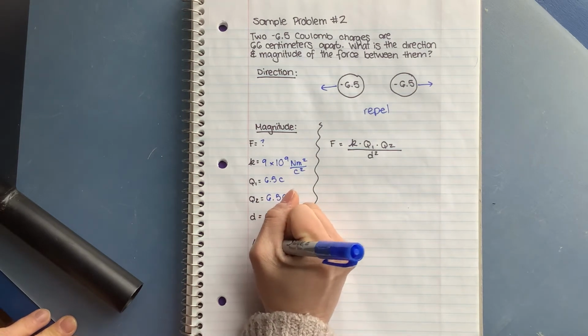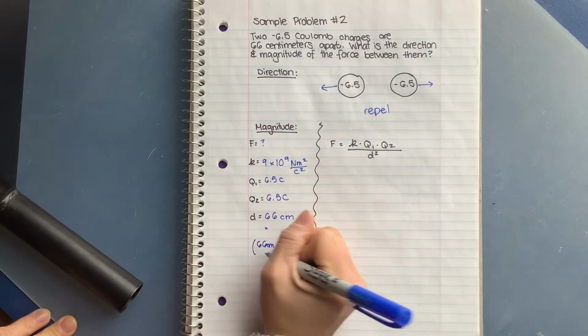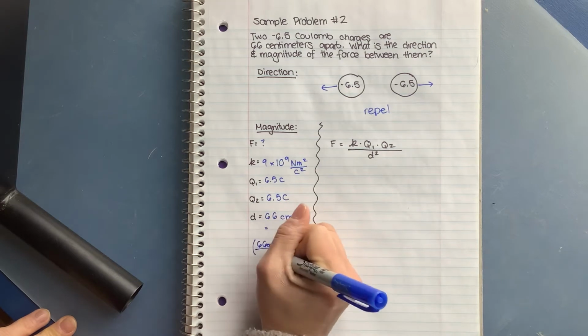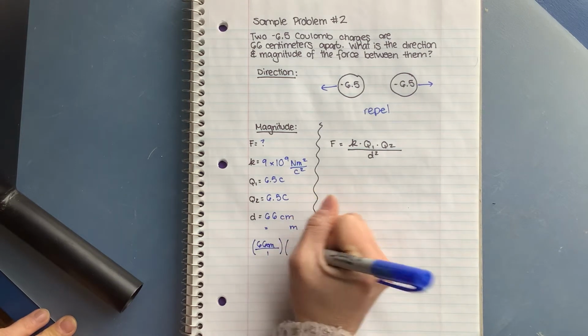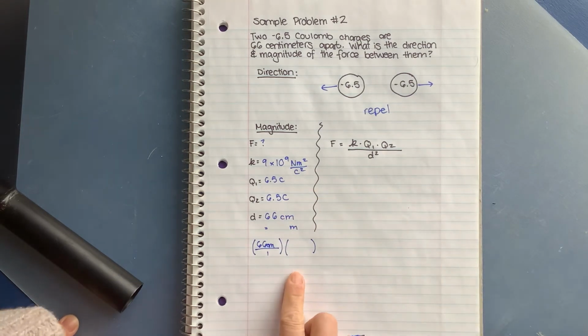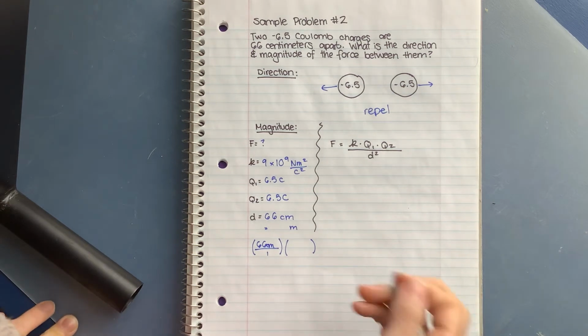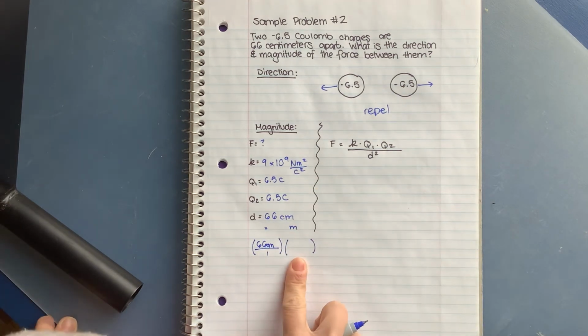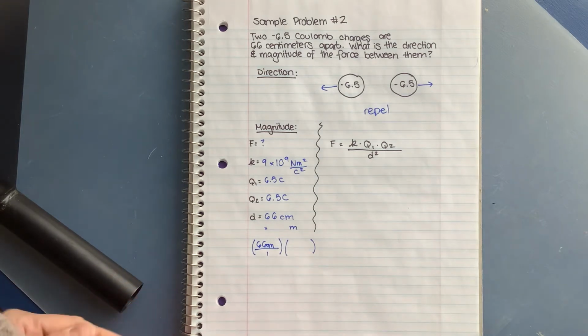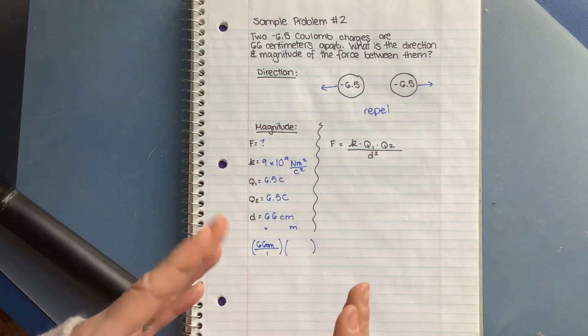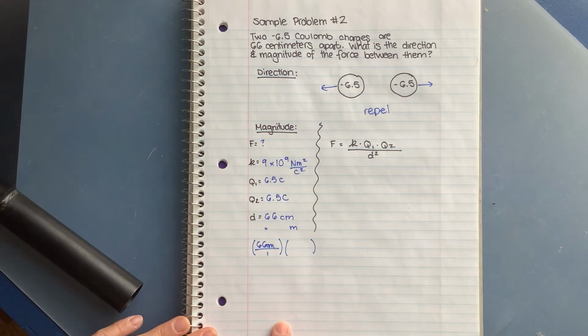So we'll start with what we know: 66 centimeters, that's a little ugly, sorry, over 1. And then we're going to make this fraction what we call the unit converter. This fraction is equal to 1, and when we multiply anything by 1, we end up with the same thing. So in this case, we'll end up with the same distance, just with different units.